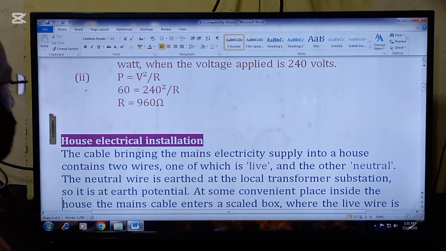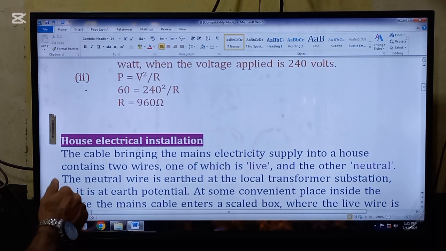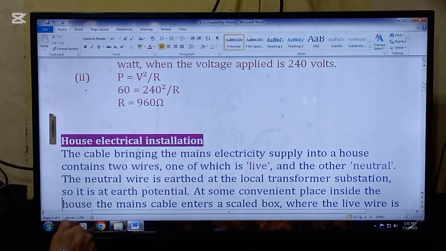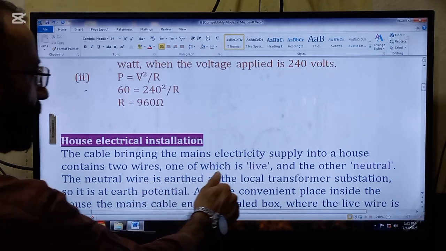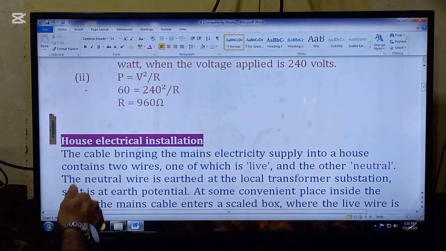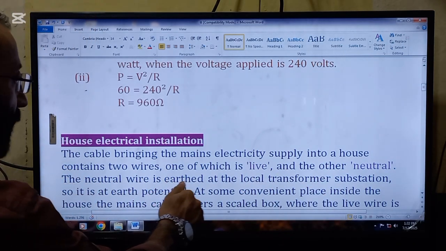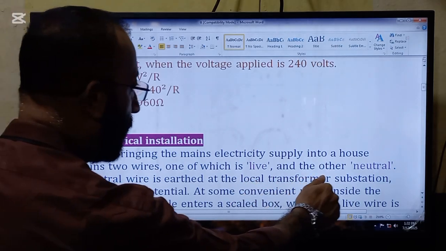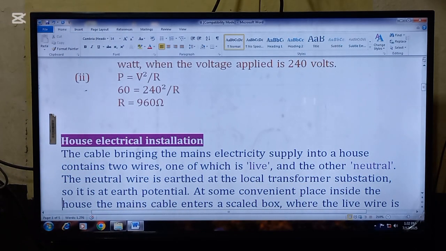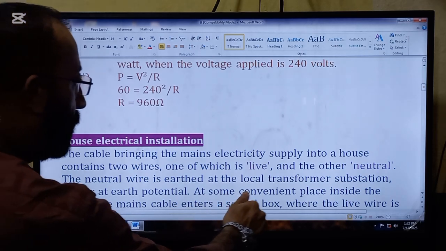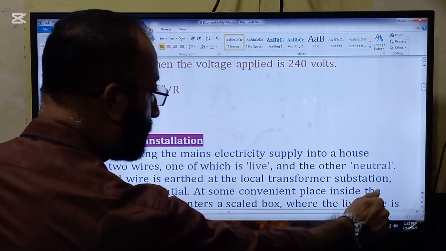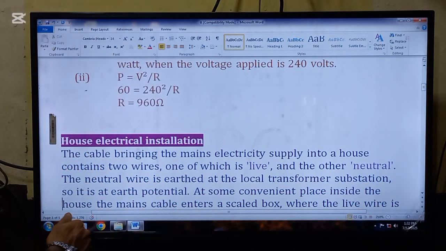The next thing that we are going to read in the topic is house electrical installation. The cable bringing the mains electricity supply into a house contains two wires, one of which is live and the other neutral. The neutral wire is earthed at the local transformer substation, so it is at earth potential.